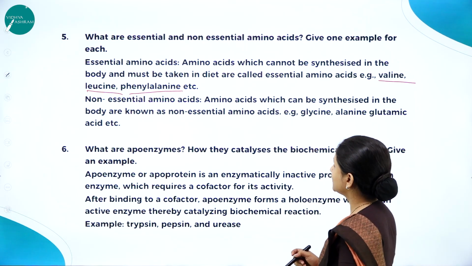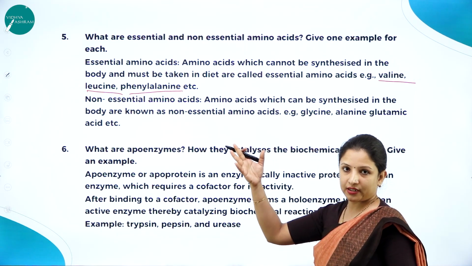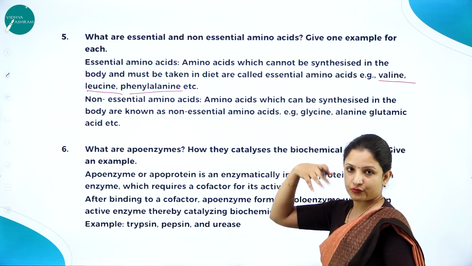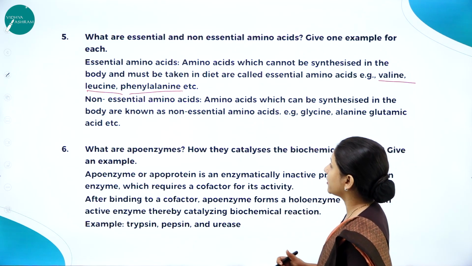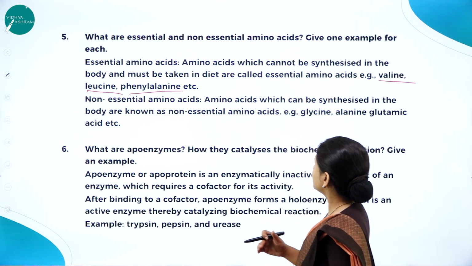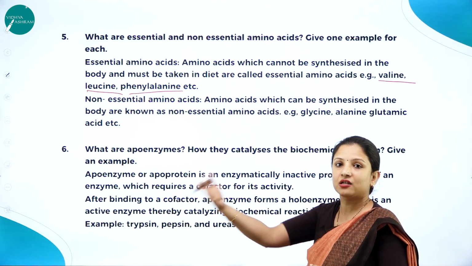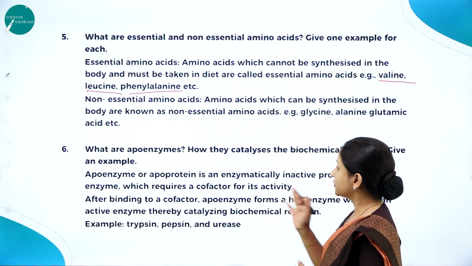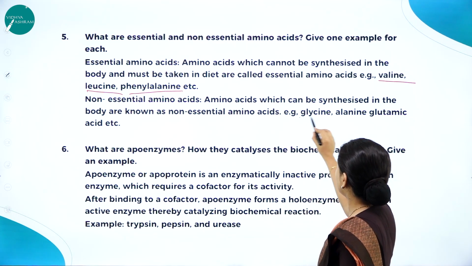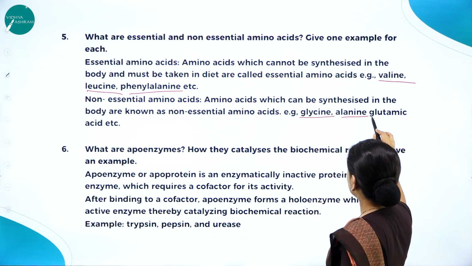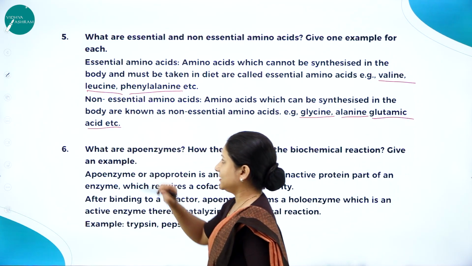Non-essential amino acids means, so any one example you can give. I've given 3 here, which was there in the textbook. Any one you can write. So non-essential amino acids means which can be synthesized in the body itself. Therefore, you don't have to take it from other sources. So it is called non-essential amino acid, like glycine. Then we have alanine, then glutamic acid, etc.